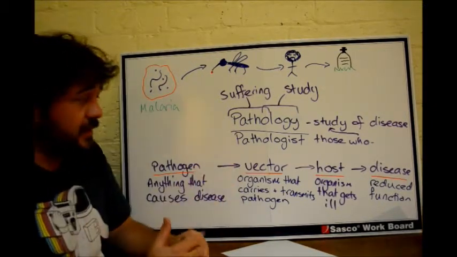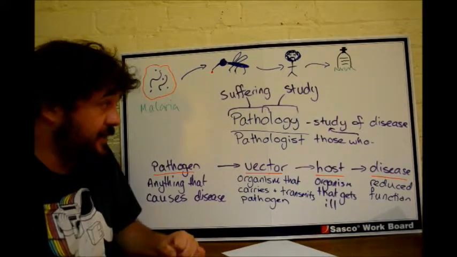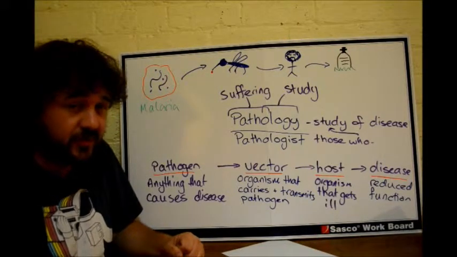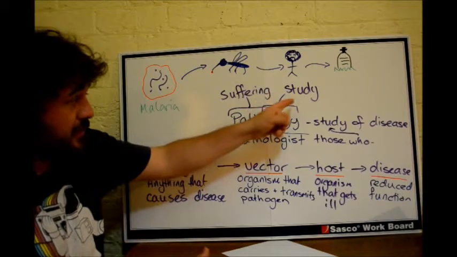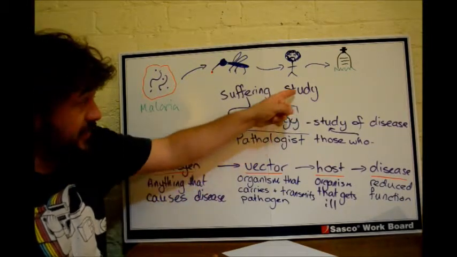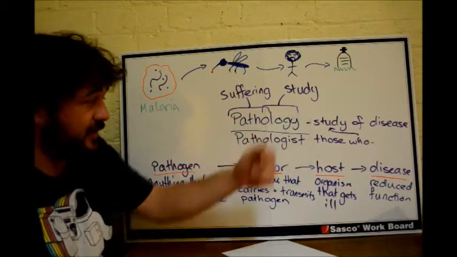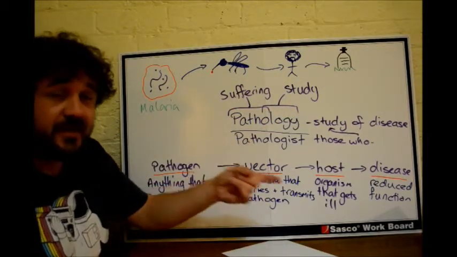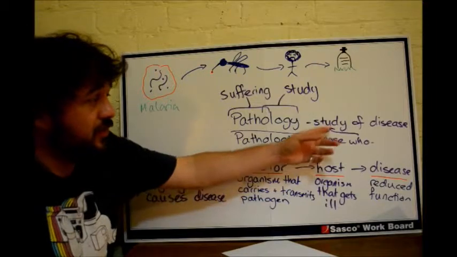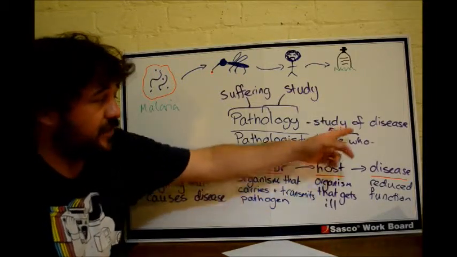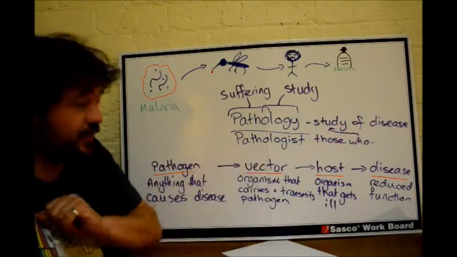Pathology is the study of disease. Okay, you'll see all the things of ology, and that means study, and these are all Greek words: ology, study, and pathos, suffering. Okay, pathology, study of diseases. A pathologist is a scientist who studies disease. So those who study the diseases, that's called a pathologist.